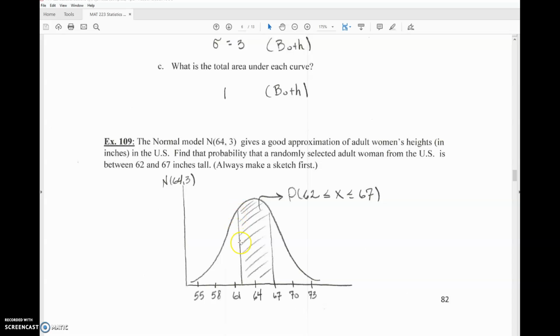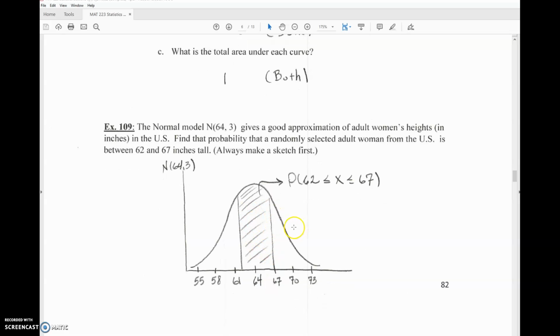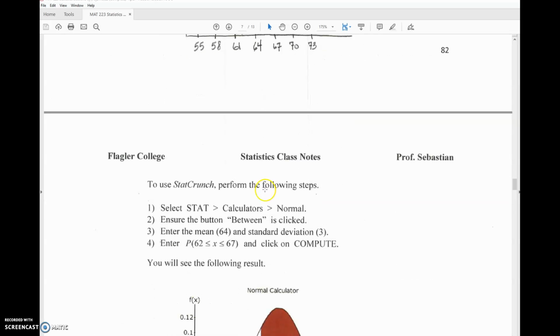And then I'm going to shade in the area of the probability that I'm actually trying to find. So we want the probability that x, the height of a woman that we pick randomly out of a population, is between 62 inches and 67 inches. So since it fits the normal distribution, it's talking about this area under the normal distribution curve. Now we can't do that by hand at all, so we have to go to StatCrunch.